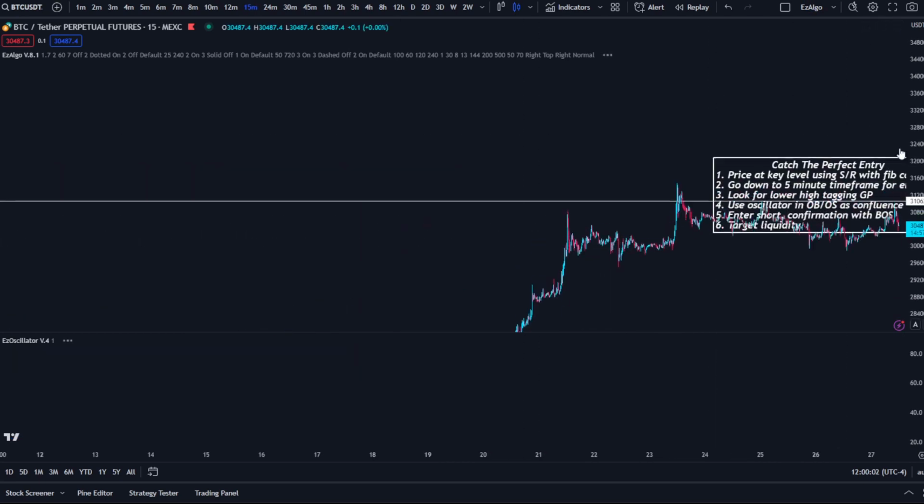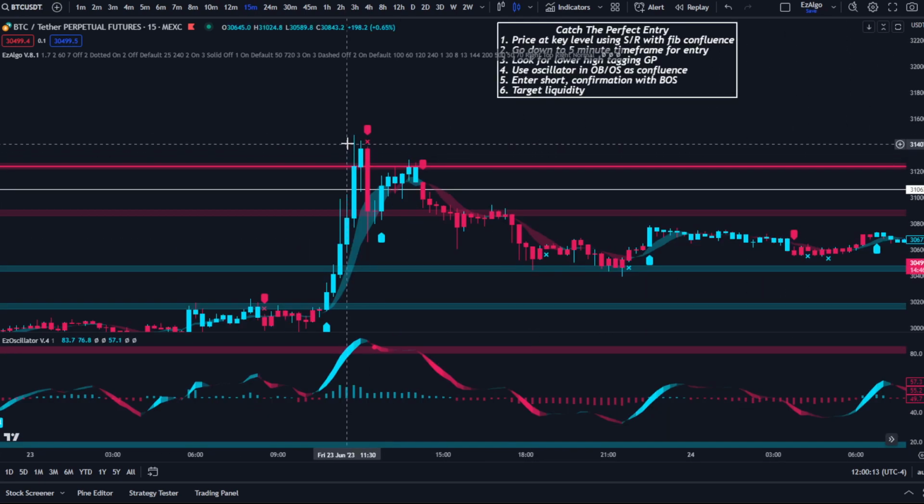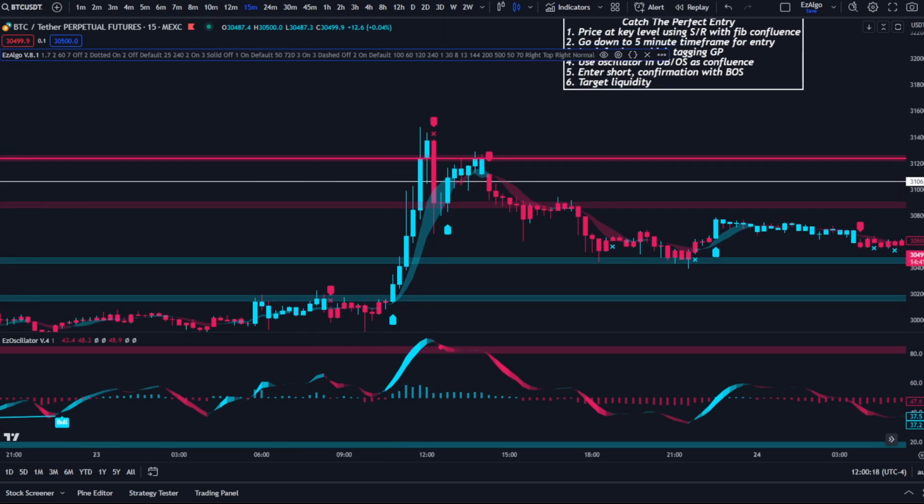So again, we're going to wait until price approaches that key level. We saw that initial swing failure pattern. We saw that sell signal. But remember, there's always a retest, because retail is going to enter the short position late. So we don't want to get stopped out on the retrace up.